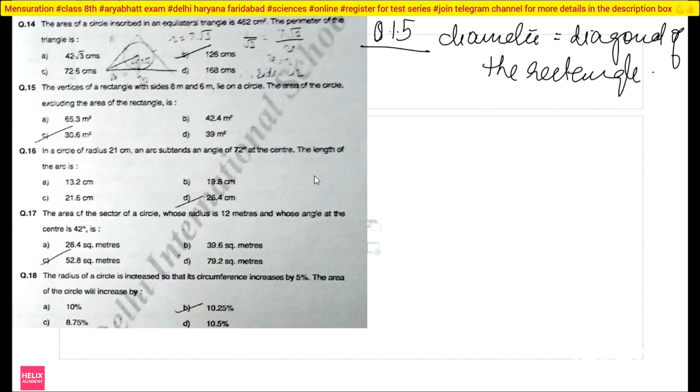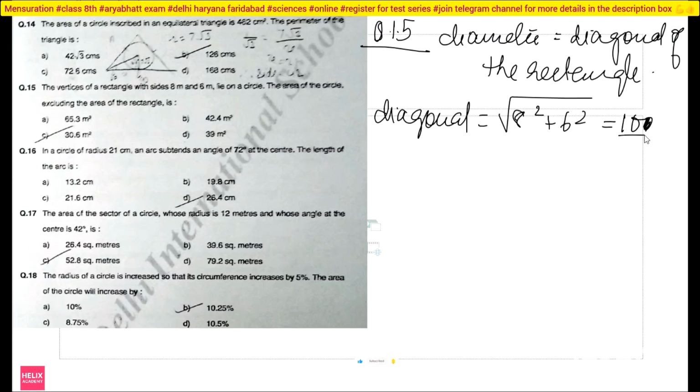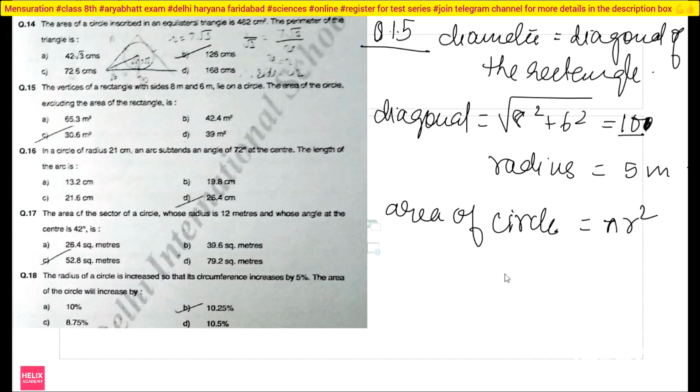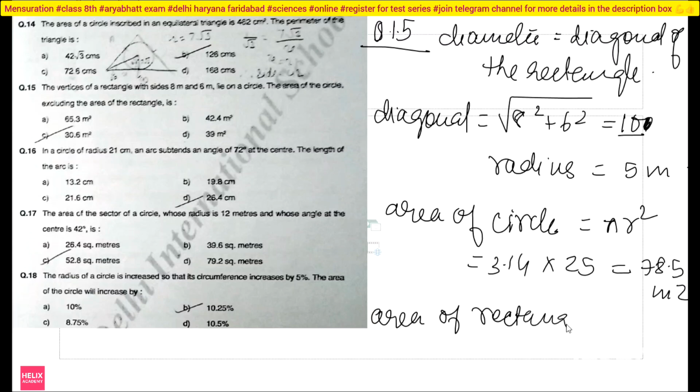Okay, so diagonal will be what? Diagonal will be under root of 8 square plus 6 square, under root 64 plus 36, is equal to under root 100. So it will be 10 only, right? So when it is like this, then radius will be how much? 5. Okay, so your area of circle will be how much? Pi r square, or 3.14 into 25. So you can say it is 78.5 meter square, right? So your area of rectangle, because the sides are given, 8 into 6, that is 48.